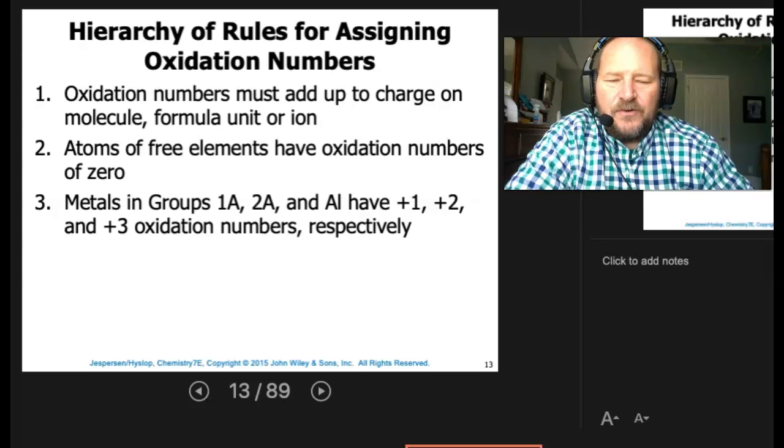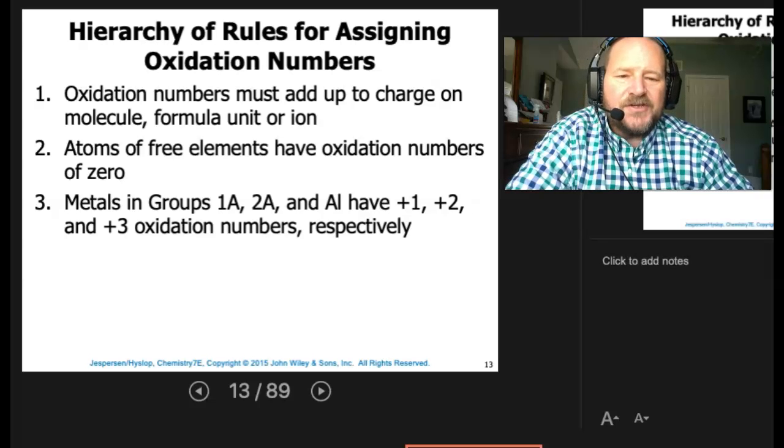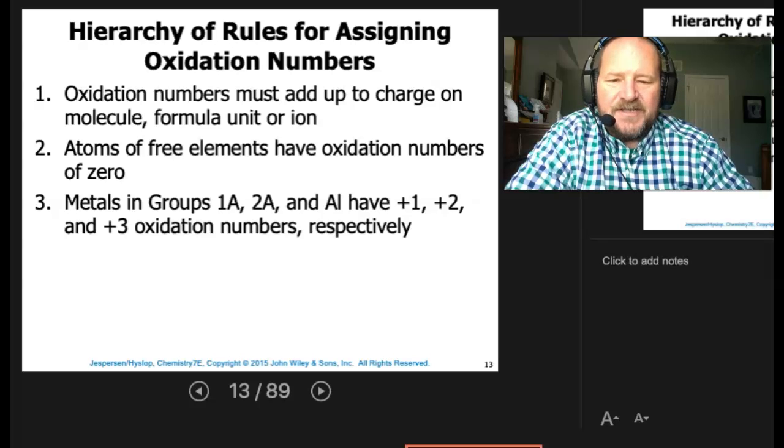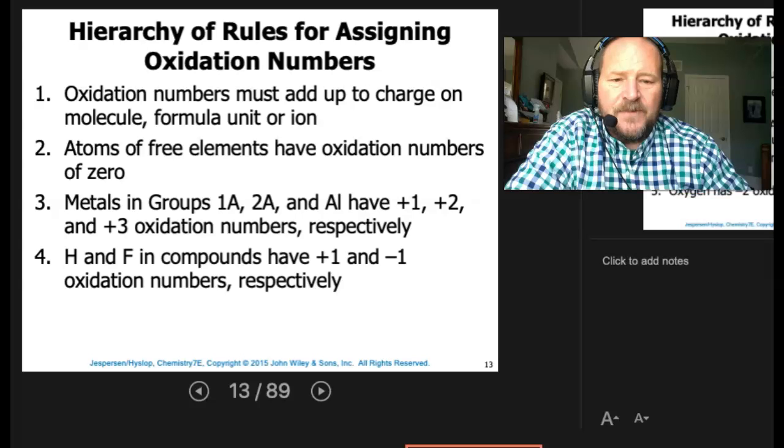All the metals in group 2A are going to be +2. Only aluminum is a guaranteed +3. So you can't say group 3A is all +3. Only aluminum is a guarantee. Gallium and everything below it is going to have 2 potential oxidation numbers. And so you'll have to calculate which one you're dealing with based upon these rules.